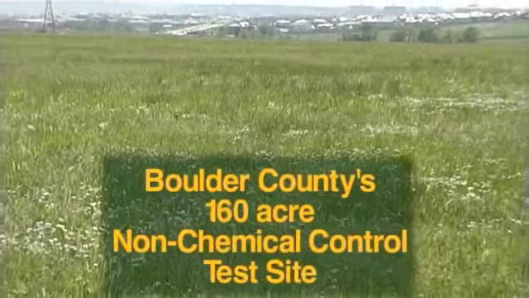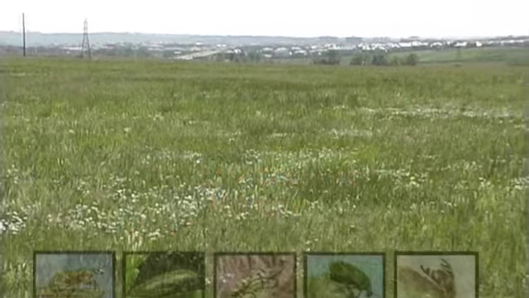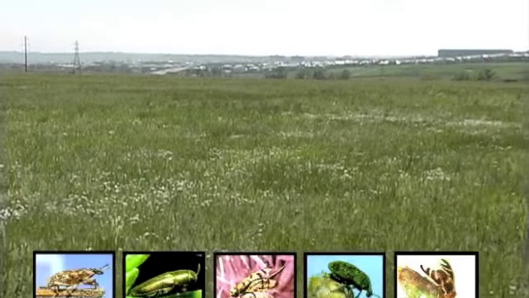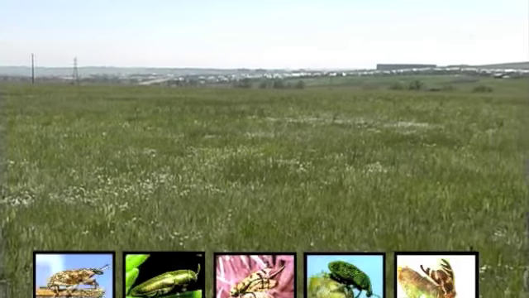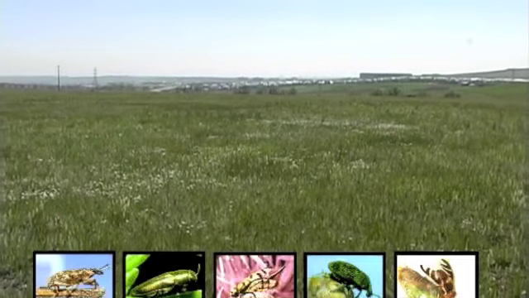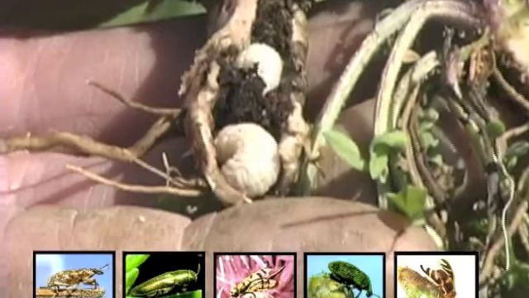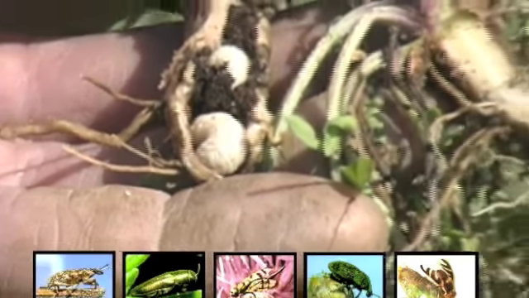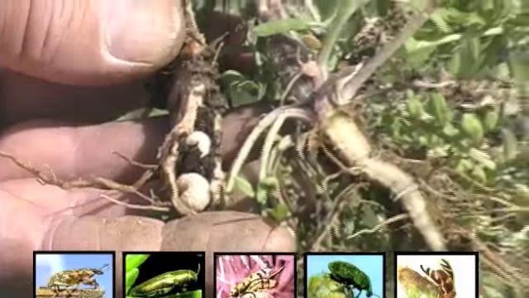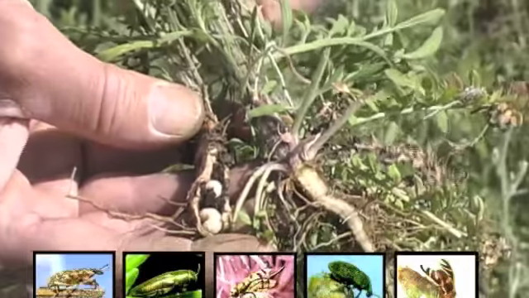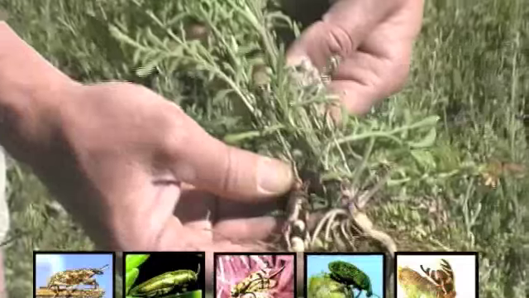Diffuse knapweed control has involved adding a suite of insect species to the community. We have 5 species in total, 3 that chew on the above ground parts of the plant, 2 that chew on the below ground parts of the plant, and these 5 species collectively force the plant, instead of being able to make seeds, to repair the damage that's being done by these insects. It greatly reduces their reproductive potential.